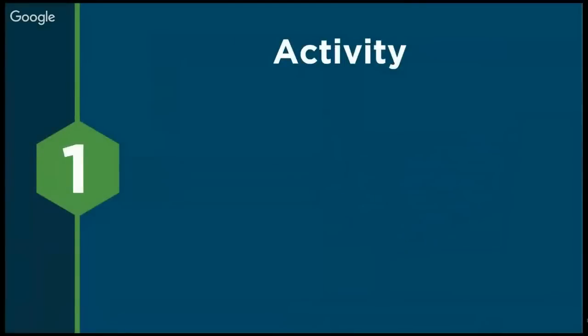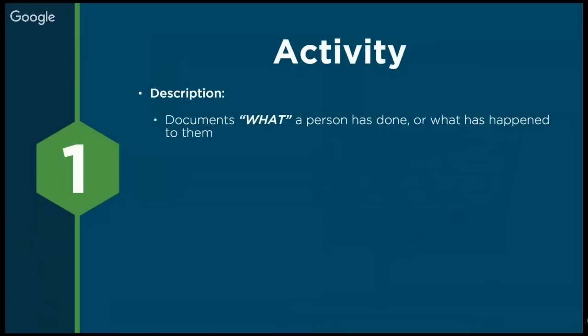Okay, so let's go through these 6 tag categories. First tag category is activity. So the activity tags document what a person has done or what has happened to them. Okay, so this is what.